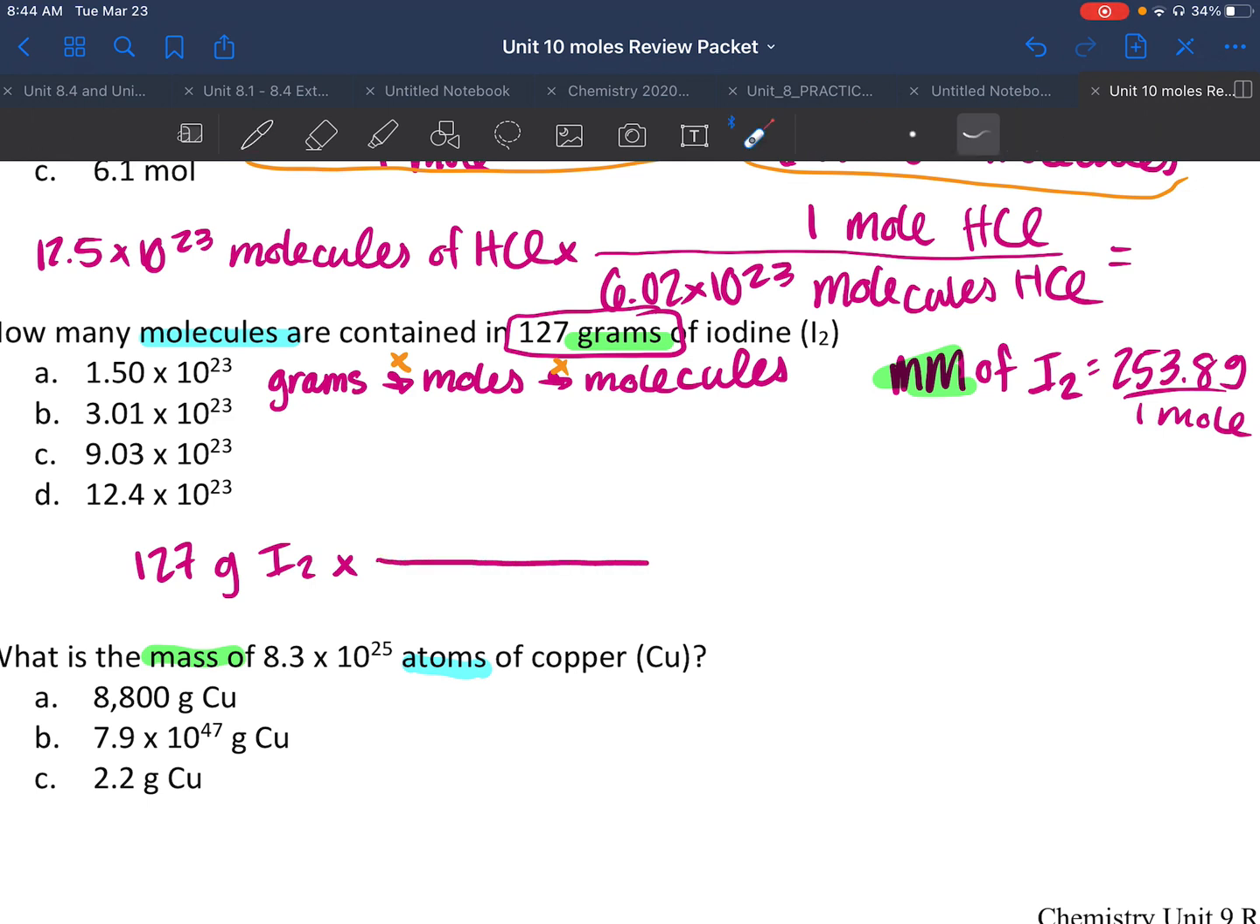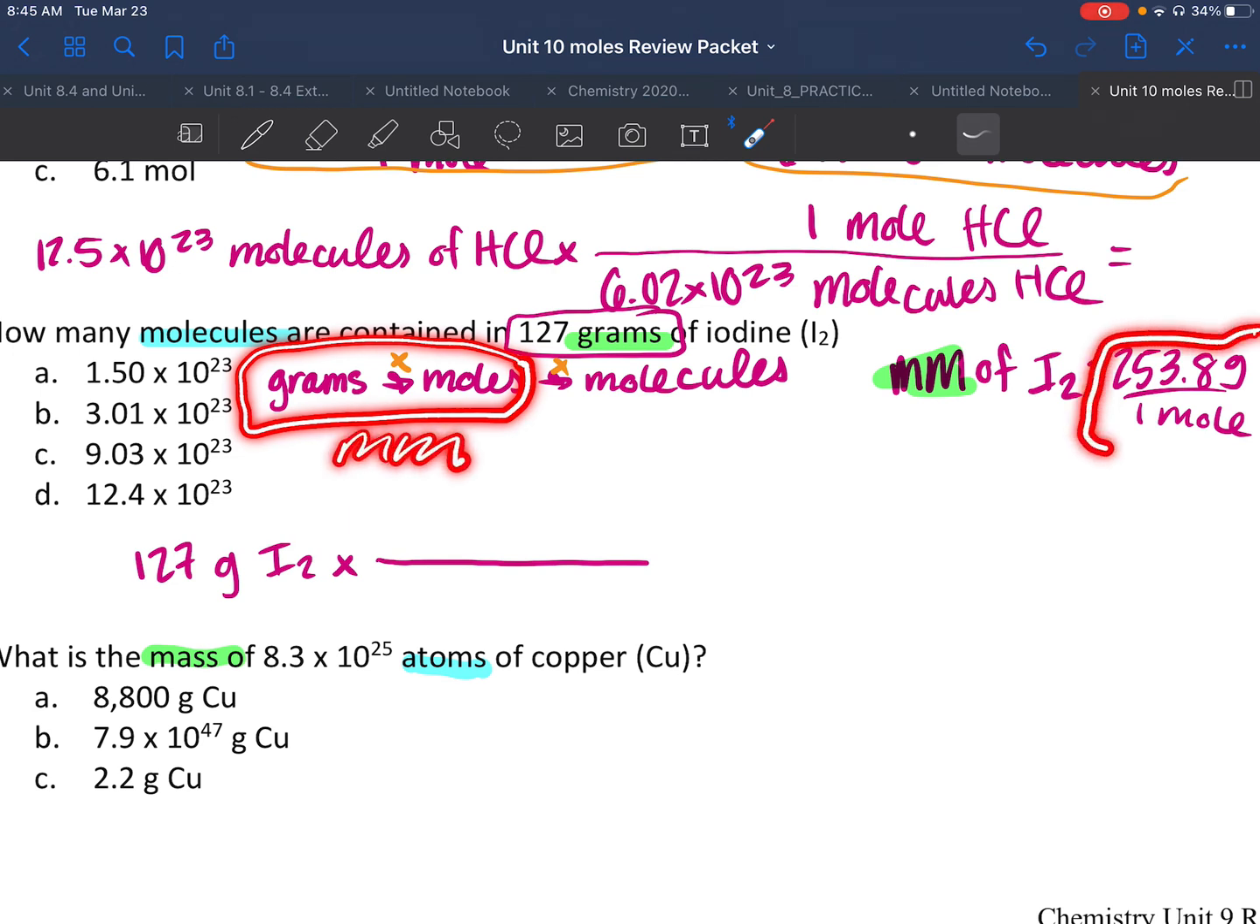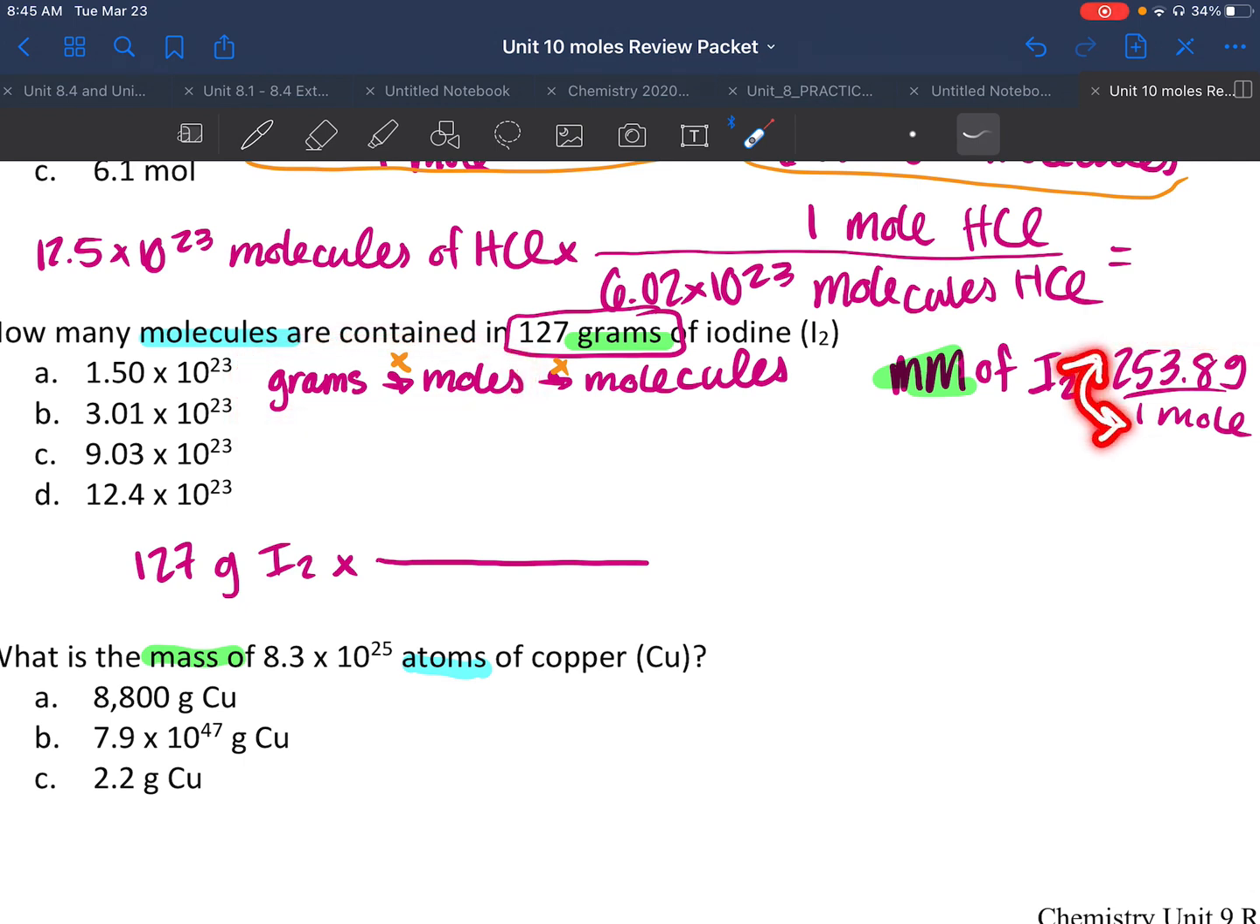So thinking of our first conversion, we have to go from grams to moles. That's our molar mass. So are we using our molar mass as is, or are we going to switch quantities and put moles on top and grams on the bottom? Hopefully you said switch or flip it. So we want grams to cancel. So we're going to put the 253.8 grams that are defined for I2 and then 1 mole of I2 on top. Okay, so we are done with this first conversion here.